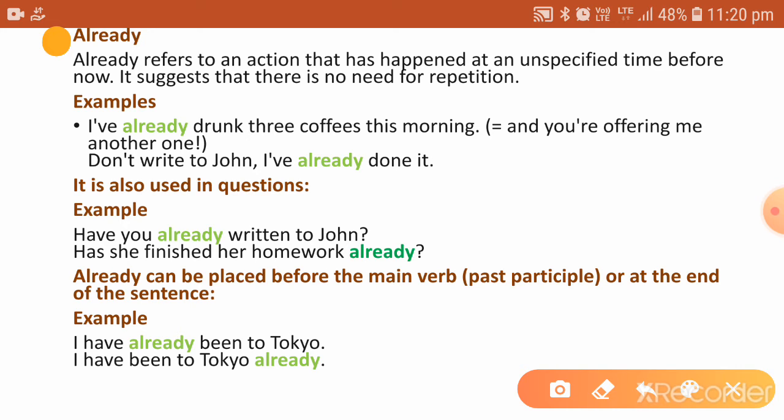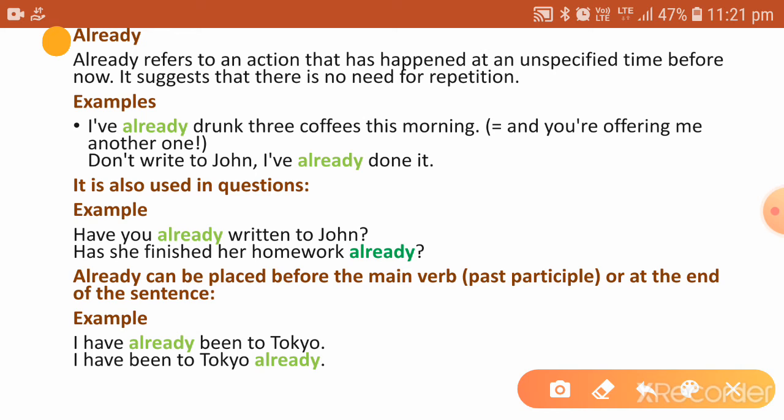It is also used in questions. Example: Have you already written to John? Yes, this sentence is also right. Has she finished her homework already? In both sentences there are two questions, and here the speaker wants to ask about the status of the task.